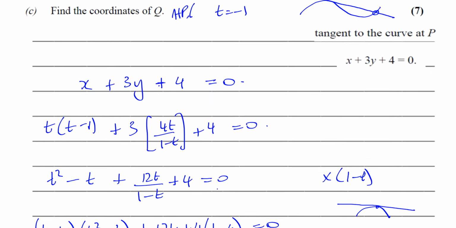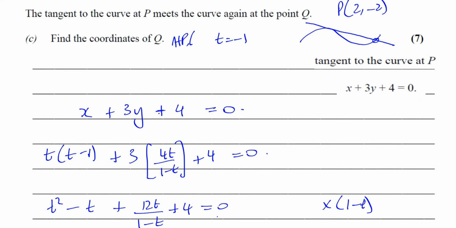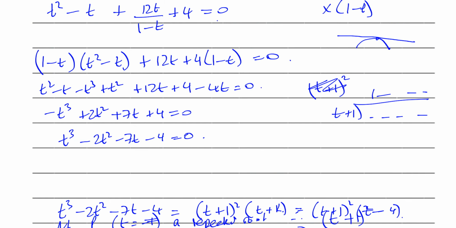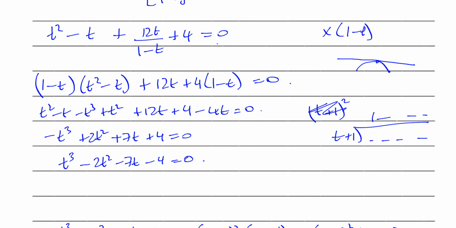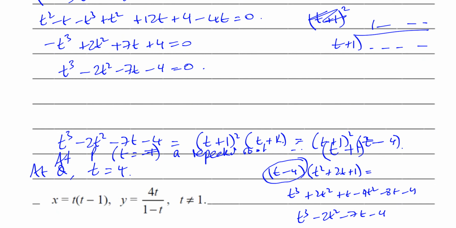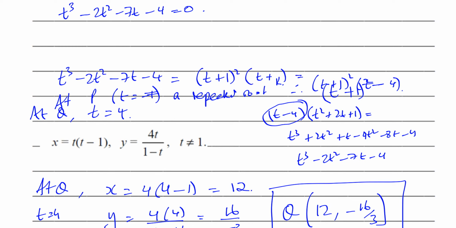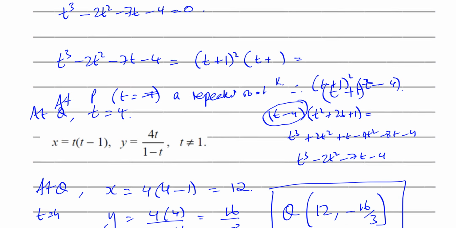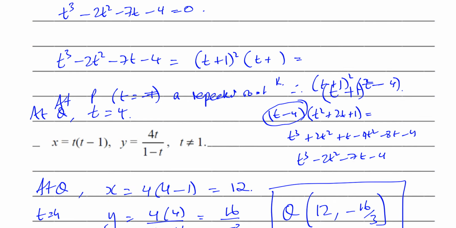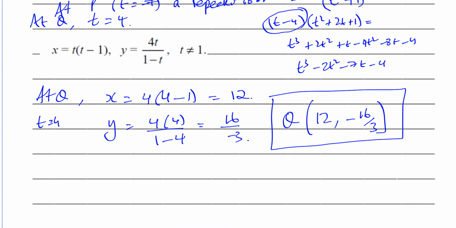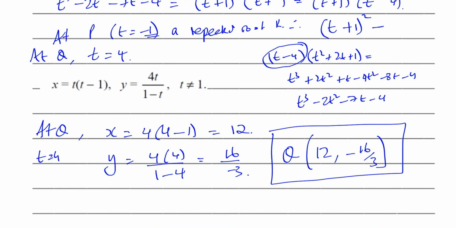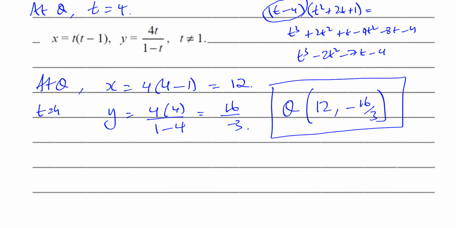That's why it's worth 7 marks. But it's very helpful to realize we have a repeated root of t plus 1, and that's what helps us find the other root easily. I hope that was clear. So there we have the answer to that question.